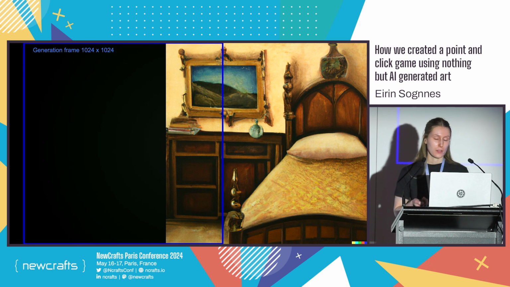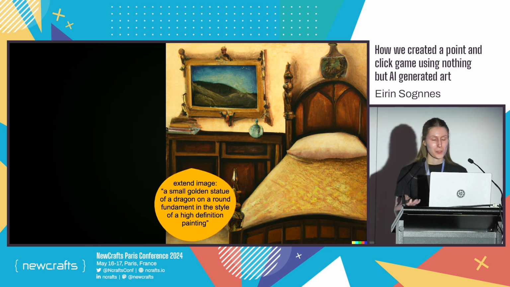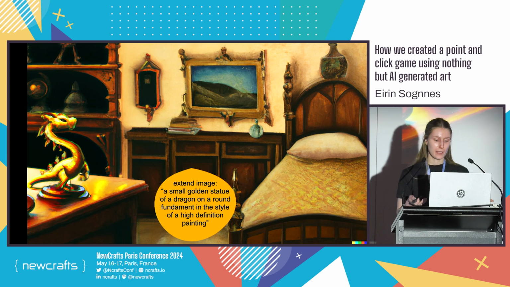But this isn't big enough to be a point-and-click scene, so we needed to extend the picture. And the way that happens is you have the generation frame, and it sees the original image within the generation frame, and it takes the style and perspective from that, and it tries to extend it. So again, we tried with the golden dragon statue, and this time it worked out a little better, but we still wanted a bigger image.